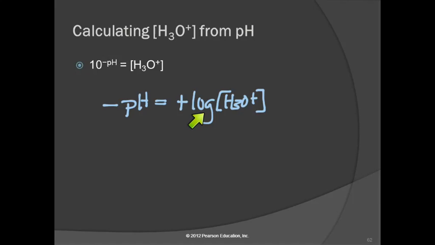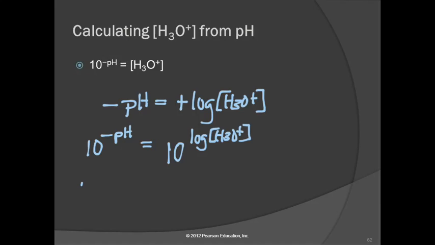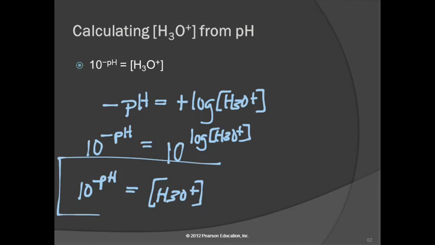So the opposite of log is 10 to the x. So what I do is I take 10 to the x of both sides. So then I get 10 to the minus pH and 10 to the power of the log of the hydronium ion concentration. 10 to the x and log cancel each other out. And we get 10 to the minus pH is equal to the hydronium ion concentration. That's another very useful equation.